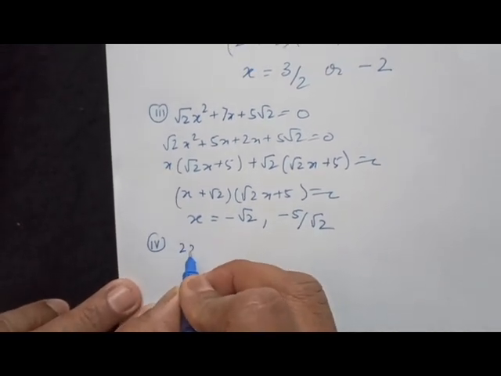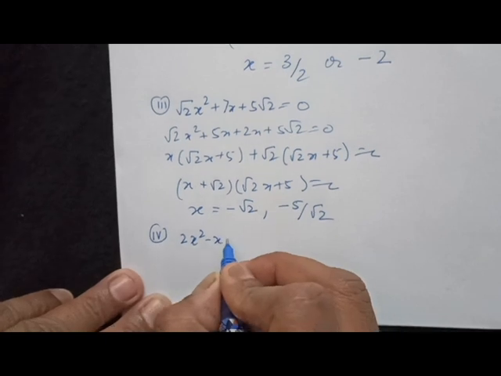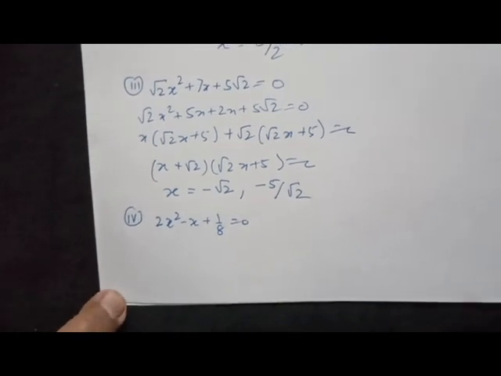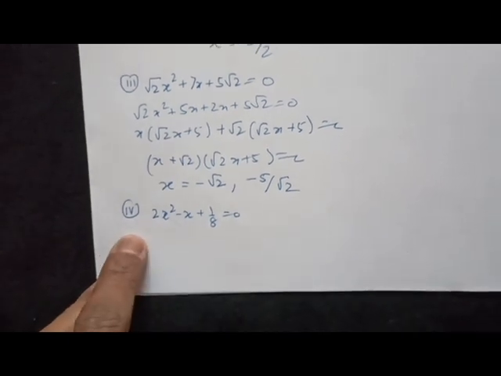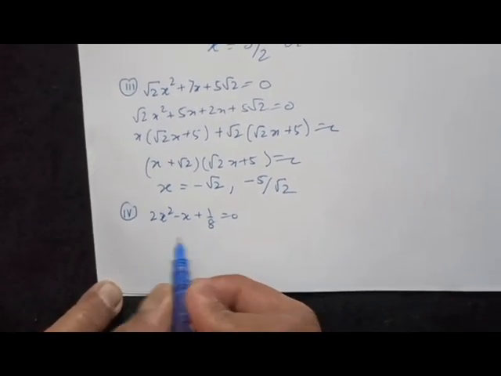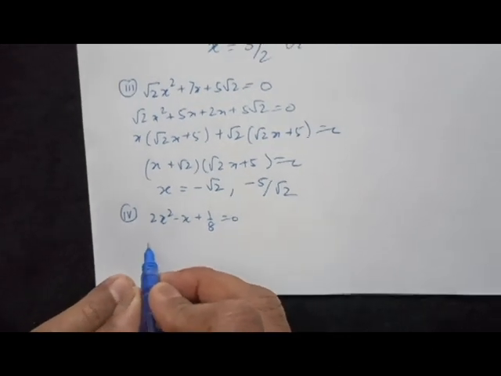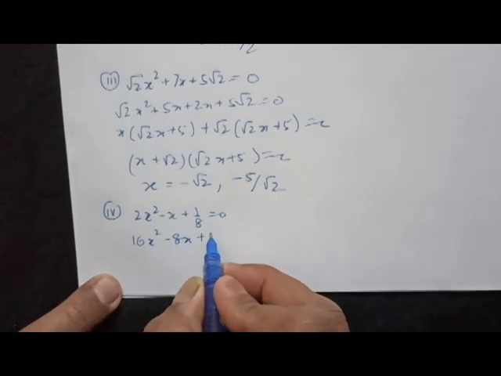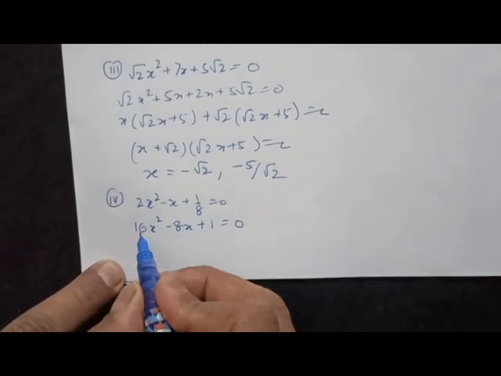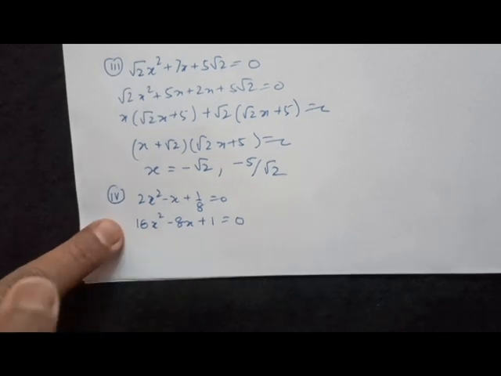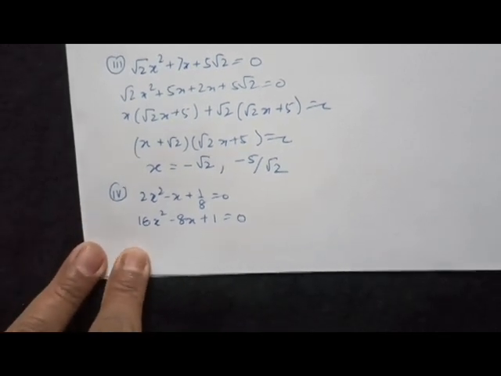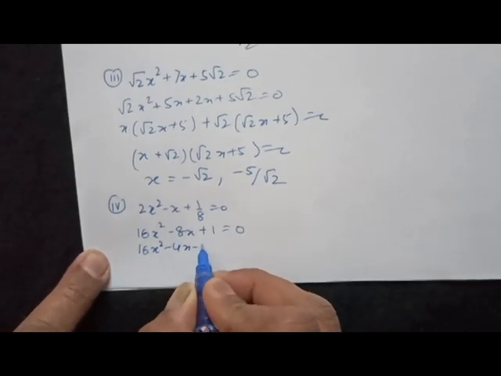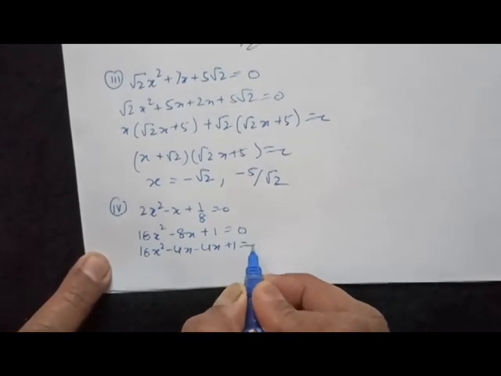The fourth part is 2x square minus x plus 1 by 8 is equal to 0. There are two methods. Either you split like this or you take LCM and then you split. So it's better to take LCM. If you take LCM, this will become 16x square minus 8x plus 1 is equal to 0. Now 16, think about terms. So we have 4 and 4. So we have got 16x square minus 4x minus 4x plus 1 equal to 0.